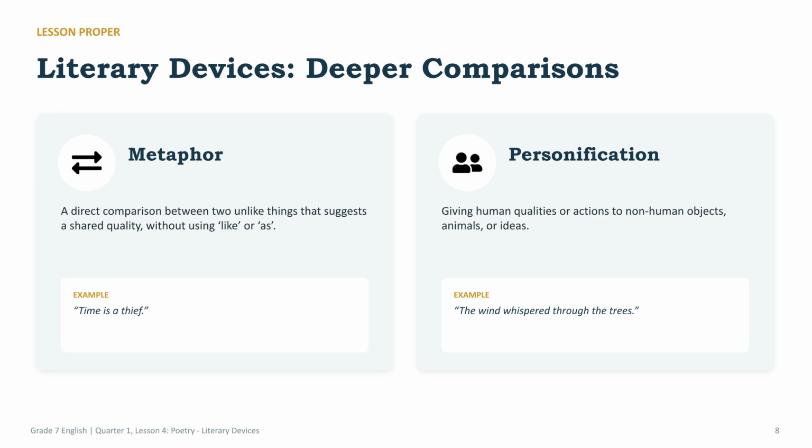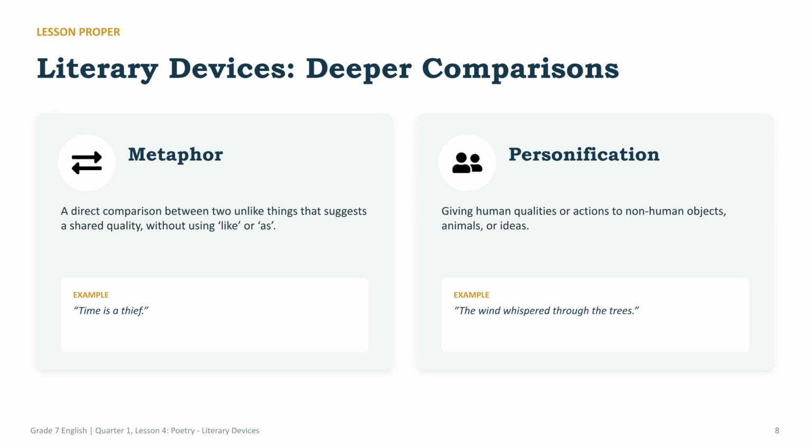Our next two devices go a little deeper. Metaphor is a direct comparison between two unlike things that suggests a shared quality, without using like or as. Our example, time is a thief. Time isn't literally a person who steals things, but this metaphor makes us feel how time quietly takes moments away from us. That's the power of a metaphor. It doesn't compare, it becomes.